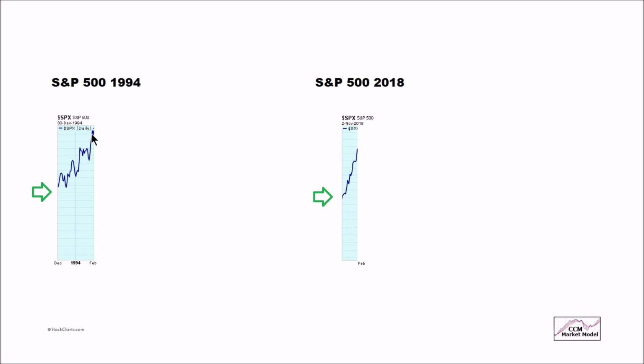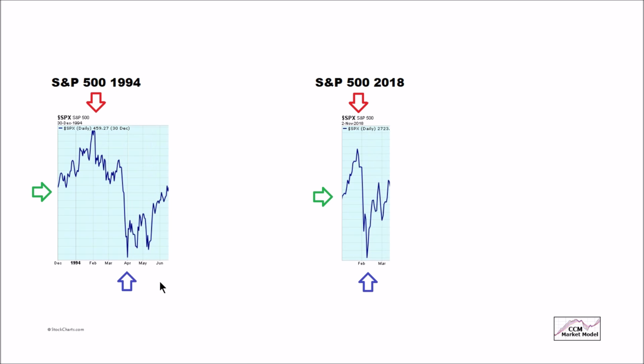1994, we get a rally. 2018, we get a sharp rally. In both cases, we hit a peak and then we get a plunge. In both cases, we make a bottom and have a relatively strong rally. And in both cases, we come back down in some shape, form, or fashion and revisit or retest the original low.